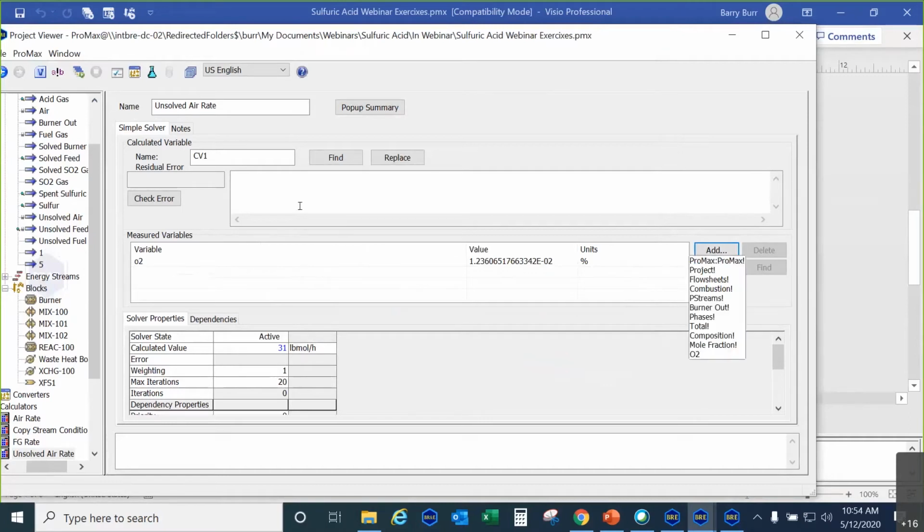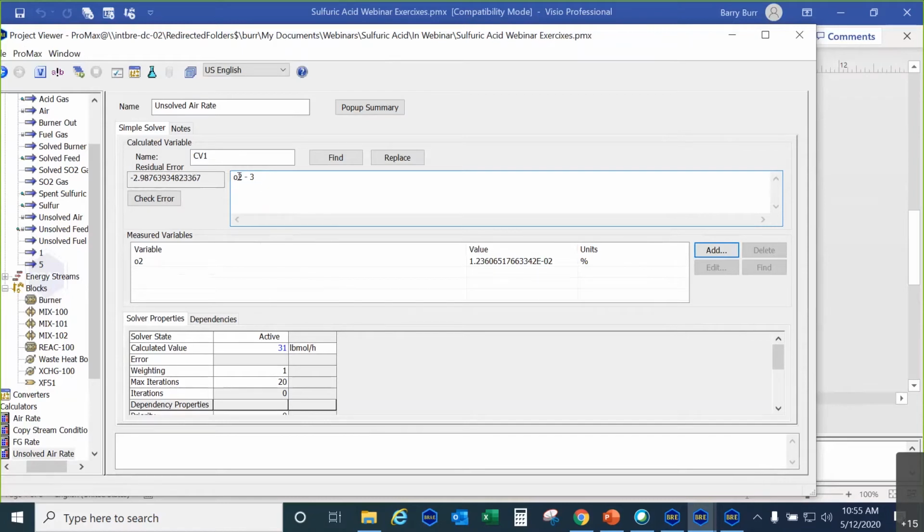So it's an available measured variable, but now I've got to use it in a residual equation. So I need to write an equation that's going to equal 0 when we have arrived at the correct solution. So whenever the oxygen content is 3%, I've reached my target of 3%. So I could make an equation that is O2 minus 3. When this equation equals 0, we're at our solution.